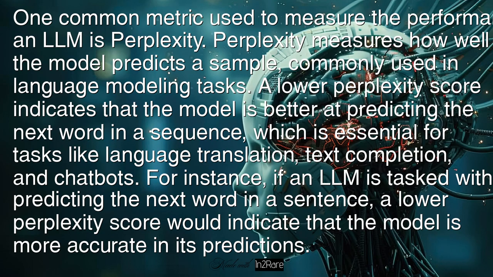One common metric used to measure the performance of an LLM is perplexity. Perplexity measures how well the model predicts a sample, commonly used in language modeling tasks. A low perplexity score indicates that the model is better at predicting the next word in a sequence, which is essential for tasks like language translation, text completion, and chatbots. For instance, if an LLM is tasked with predicting the next word in a sentence, a lower perplexity score would indicate that the model is more accurate in its predictions.